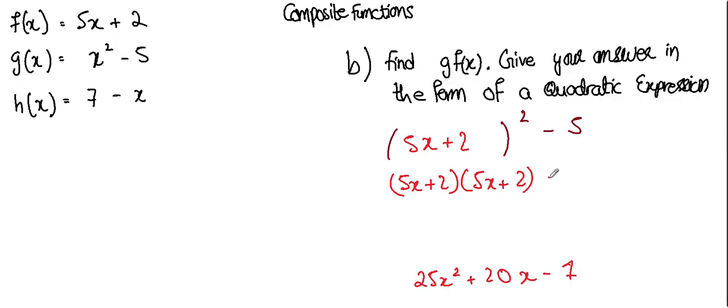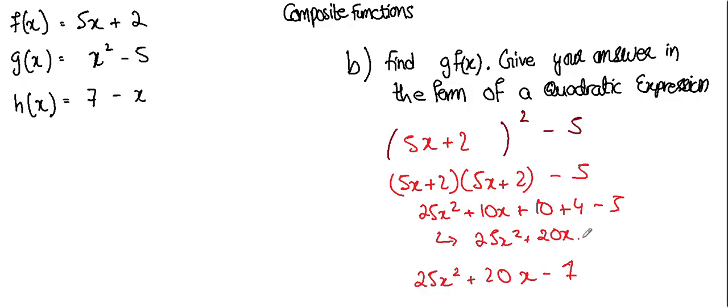Okay, let's solve this question. 5 into 5x becomes 25x squared. 5x into 2 becomes 10x. And this becomes 10x plus 2 plus 4 minus 5. So yes, this becomes 25x squared plus 20x minus 1. Good. Done and dusted? Great. Now you have part C. This is the most difficult one as of yet.